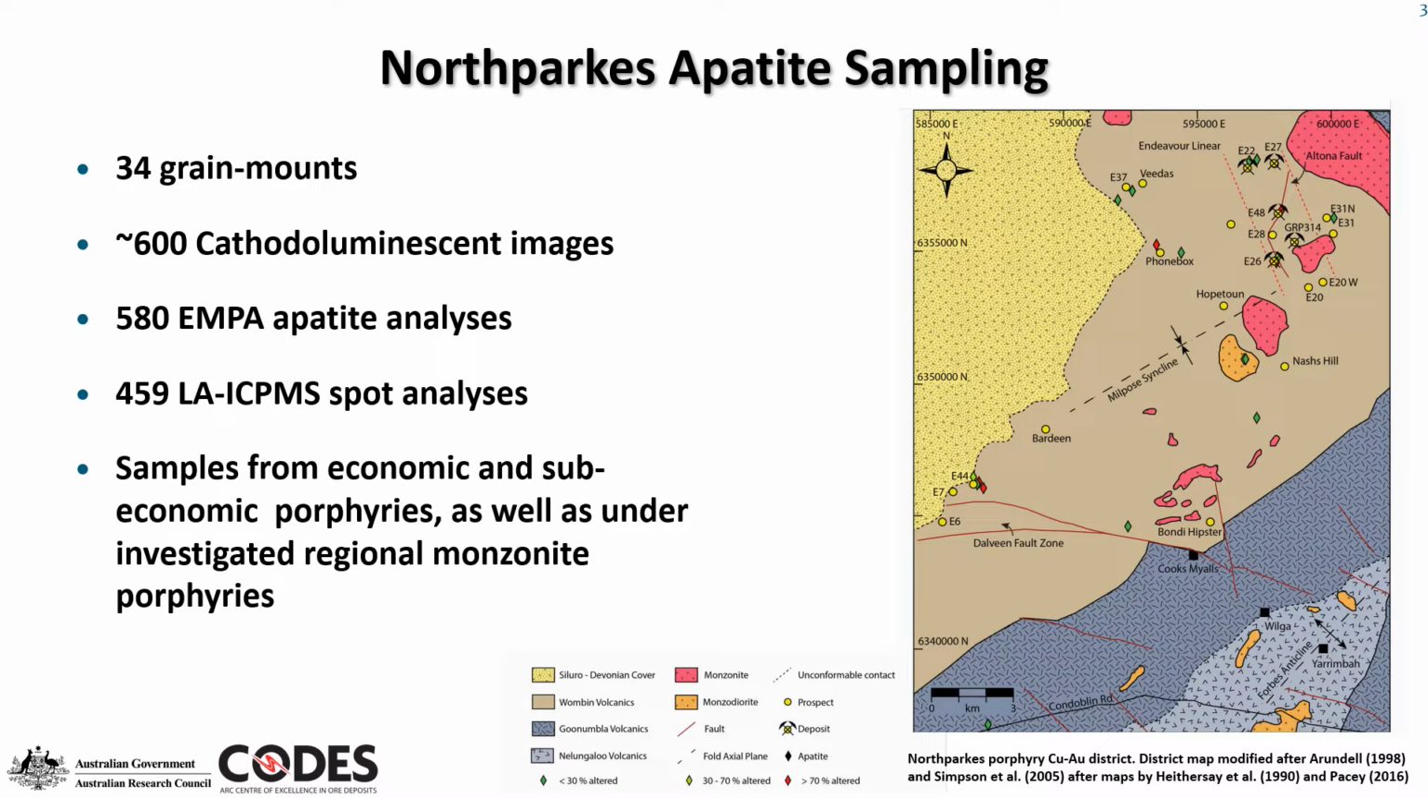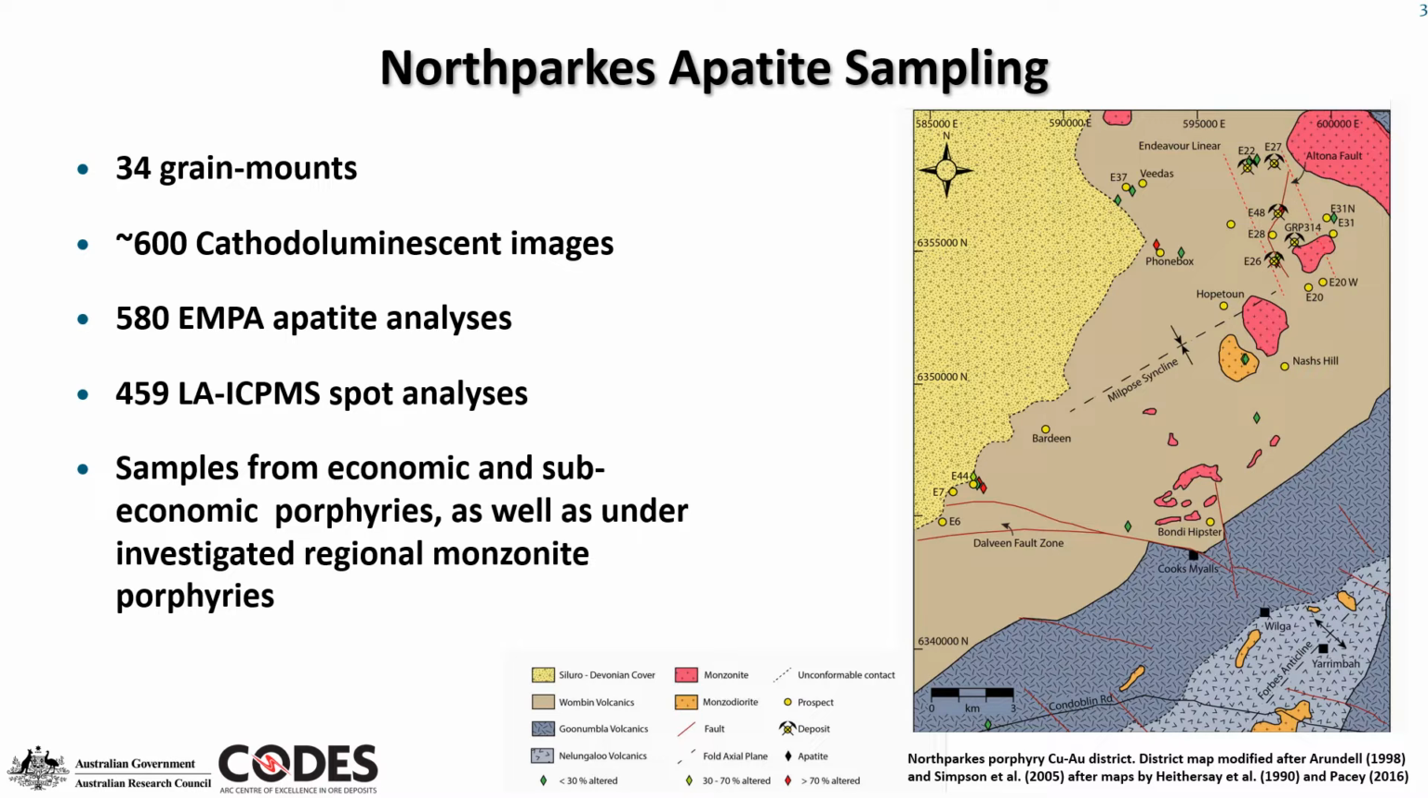The Northparkes district is located roughly 350 kilometres west of Sydney, or about 15 kilometres northwest of the town of Parkes in central western New South Wales. Numerous economic and sub-economic porphyries within the district. The major mining operations E22, E27, E48 and E26 occur along a roughly 4 kilometre northwest-southeast linear. Most of the sampling was undertaken at E26 with a few at E48 and lots taken down at E44, which is a long-term prospect that's seeing renewed interest by Northparkes.